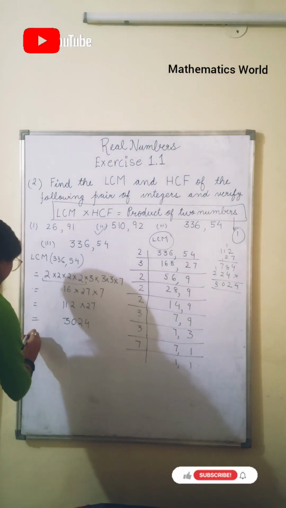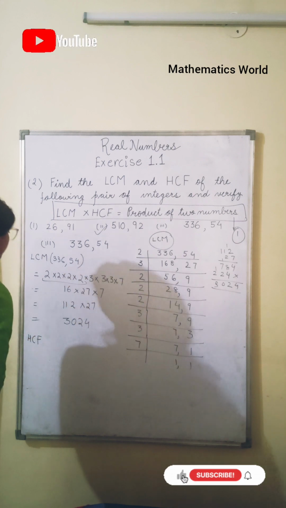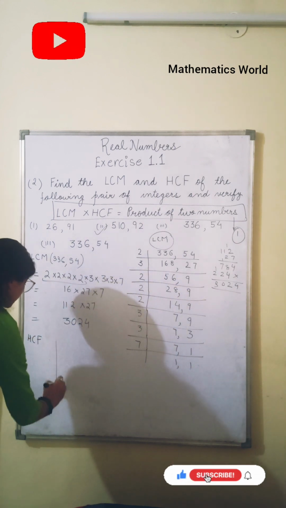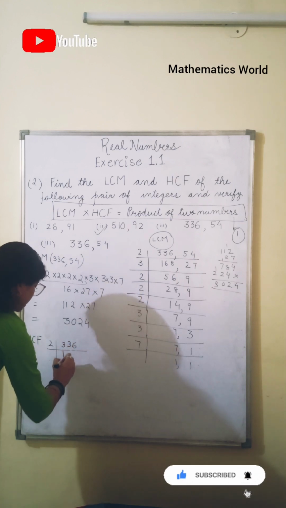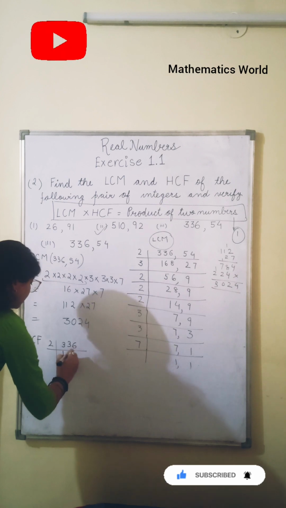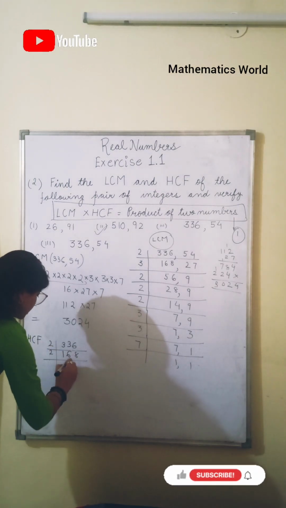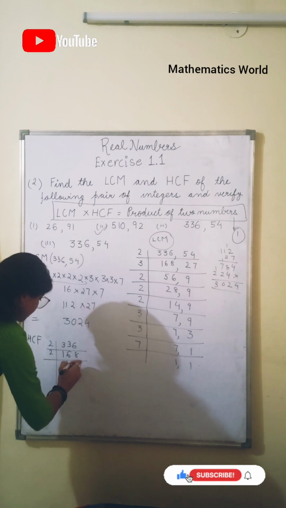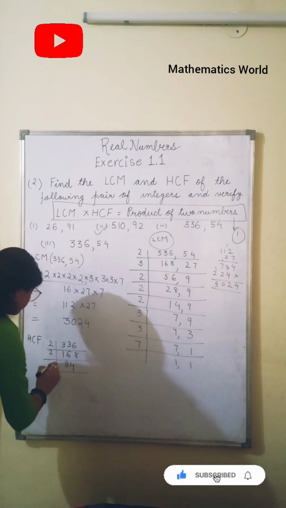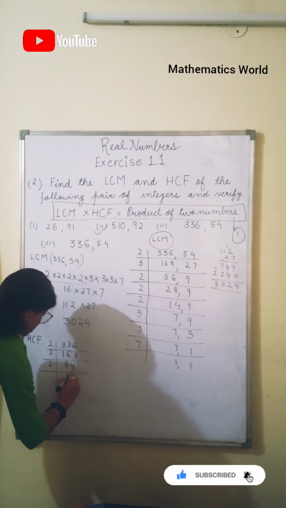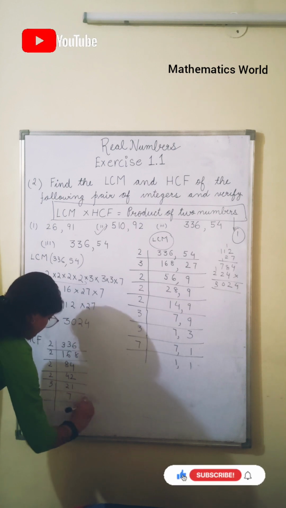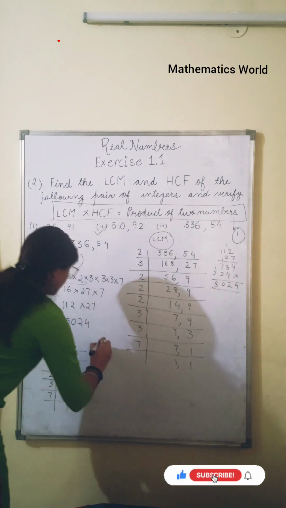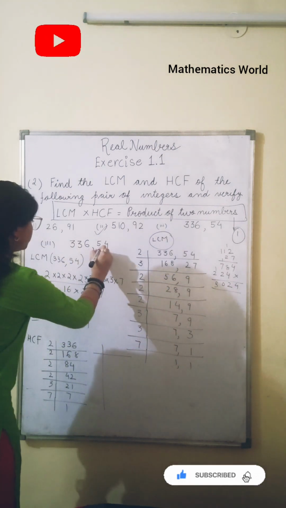Now let us find out the HCF of both the numbers. So for HCF we will factorize both the numbers separately. So it will be 2 ones are 2, 2 sixes are 12, 2 eights are 16, 2 eights are 16, 2 fours are 8, then 2 fours are 8, 2 twos are 4, 2 twos are 4, 2 ones are 2, 3 sevens are 21, 7 ones are 7.